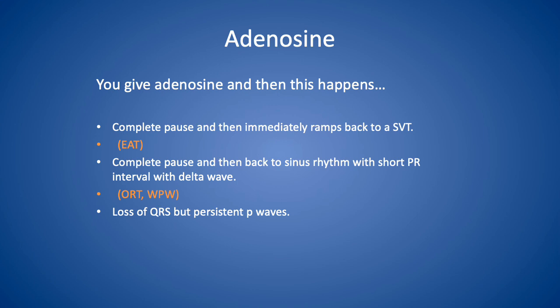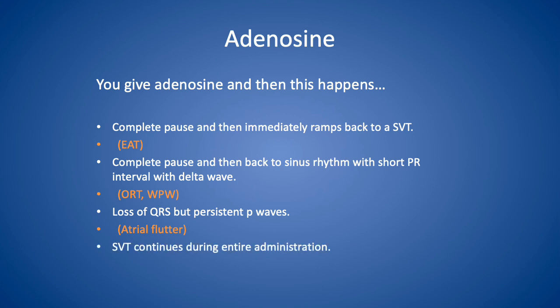So we give adenosine and we have loss of QRS, but then now we see persistent P waves. And so this would be an example of atrial flutter. So this is uncovering that sawtooth pattern after we gave adenosine, because again, we've blocked off that AV conduction, no conduction through the QRS, and then now we see the successive P waves.